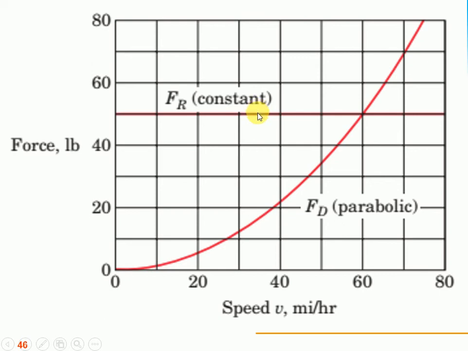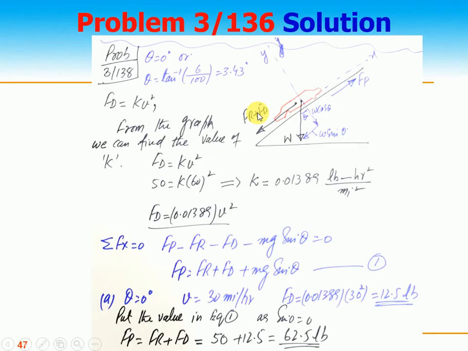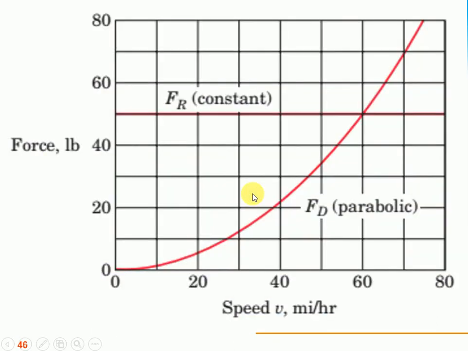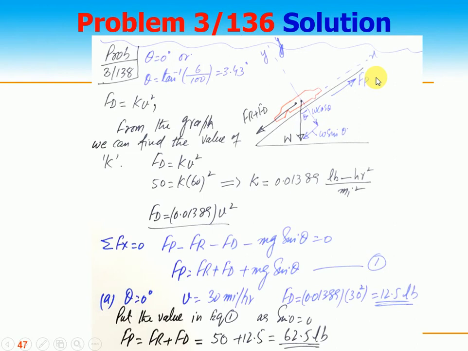Rolling force is constant. So if you make the free body diagram, this is my car, right? The downward forces are the drag force and the rolling force, and the weight components are W sin theta and W cos theta, and this is the force Fp. What we need to find is the power required. This is the force P which is moving upward. We need to find power.